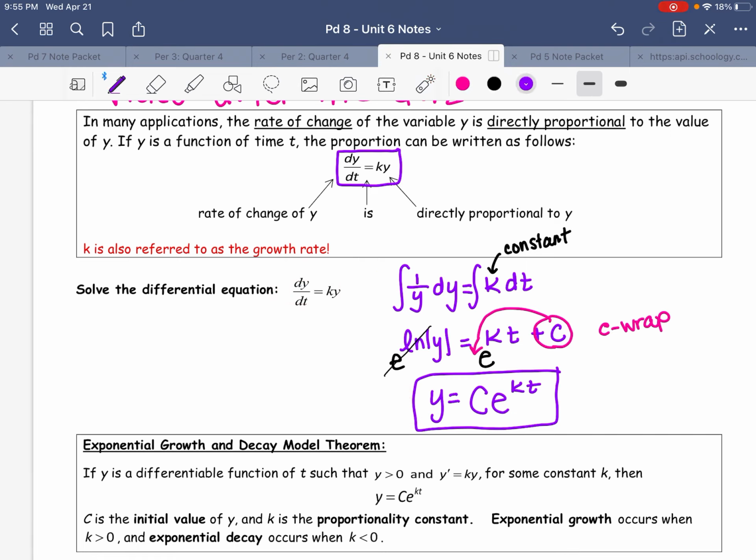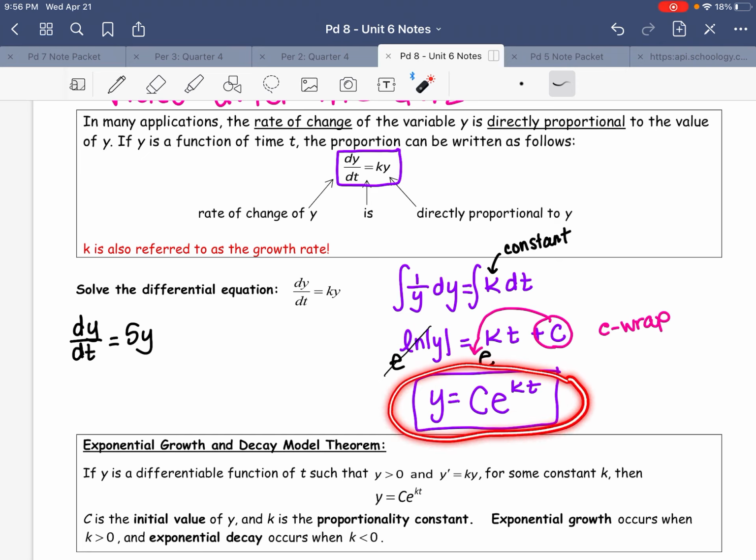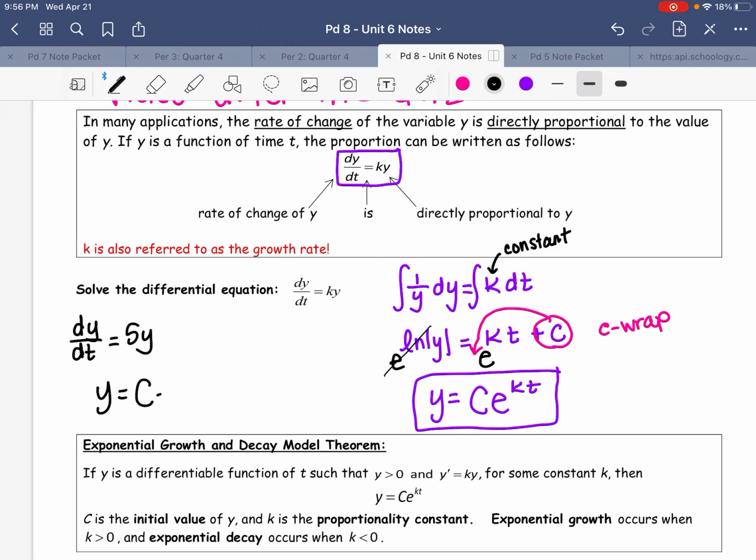So what I mean by that is, for example, if you had dy dt equals 5y, you could separate and integrate, or you can know that it's going to turn into this. When you separate and integrate, it's going to turn into that exponential equation there. It's going to be y equals ce, and k is 5, so to the 5t. So these will always turn into ce to the kt.